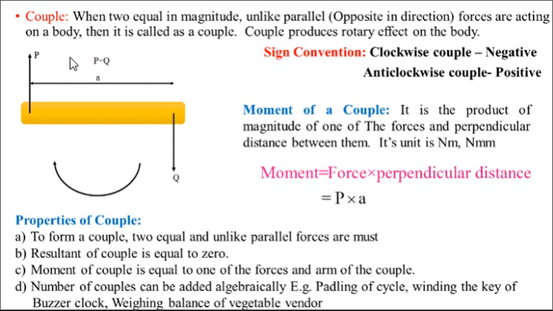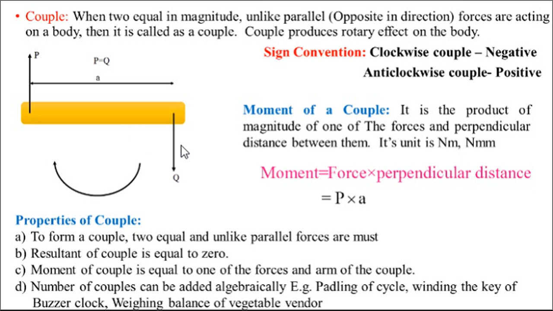Suppose this is one of the couples. Considering algebraically means considering their signs. If this one is clockwise, you should take it as negative. If another couple is anti-clockwise, you should take it as positive, like that. Another property is that a couple can be balanced by another couple of the same magnitude and opposite in direction.